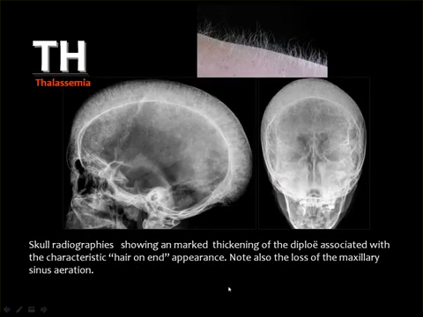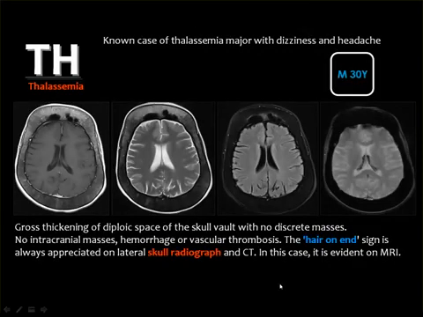And this is another example of the hair on end appearance in the skull, lateral view and frontal view. Also, you can note that there is almost total loss of the air in the paranasal sinuses because the hyperplastic marrow will encroach on the spaces provided by the paranasal sinuses. Actually, the hair on end appearance is very clear on skull radiographs and also on CT.